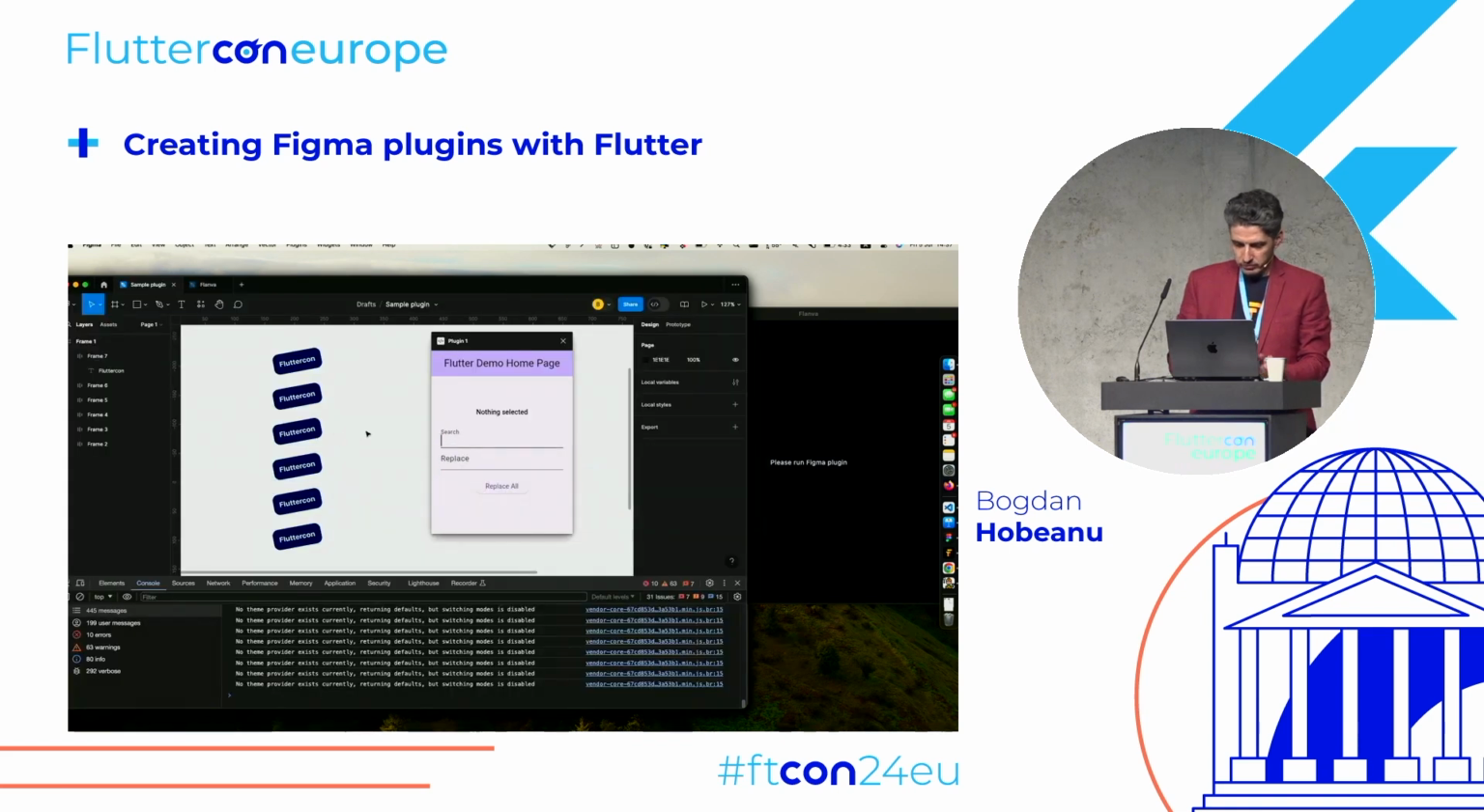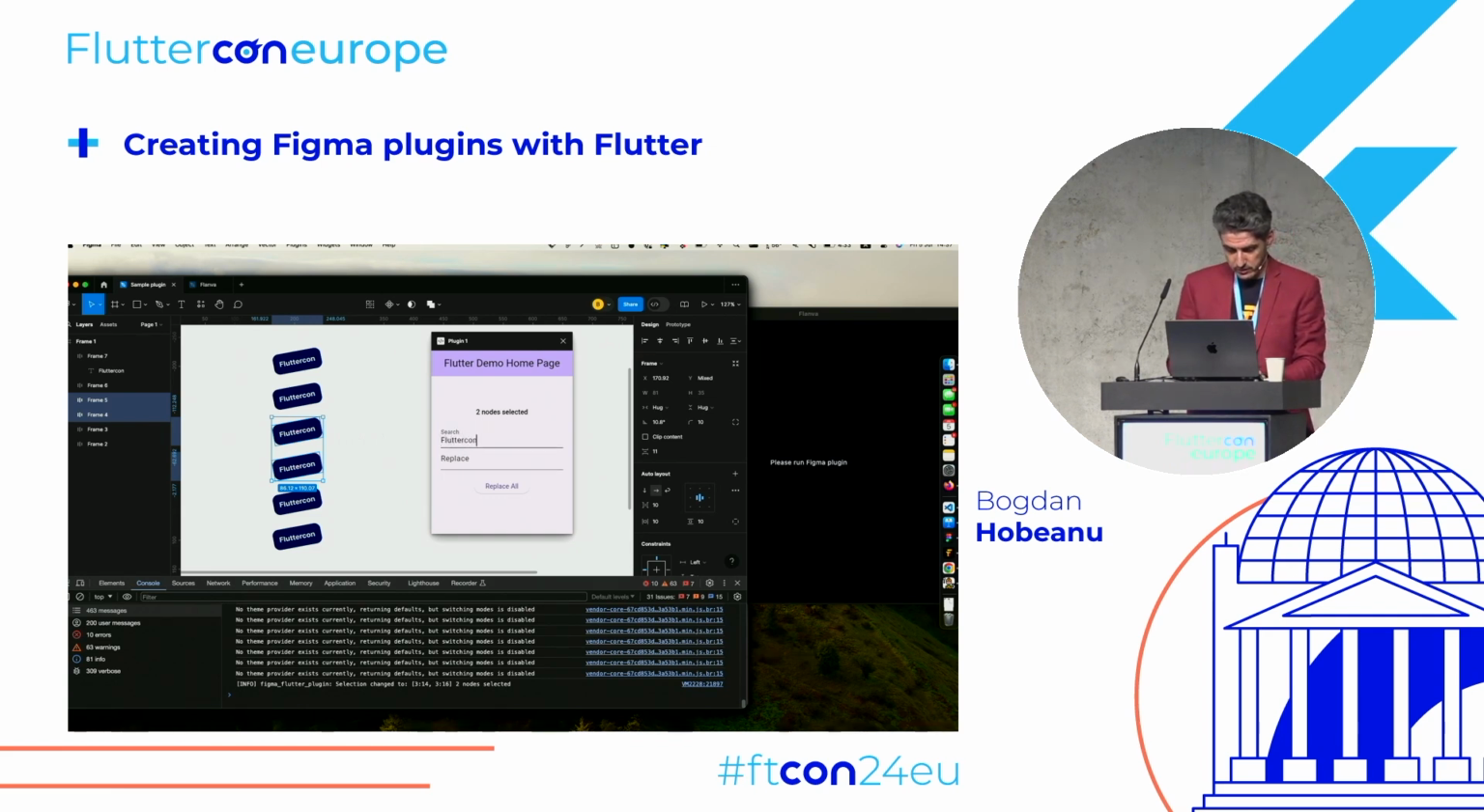So this plugin, how does it work? We'll select some elements here, and you can see it says three selected, and we'll say, okay, we want to replace Fluttercon with best audience at Fluttercon.